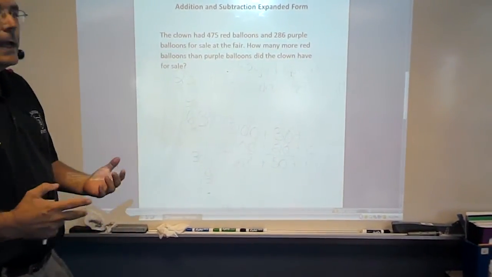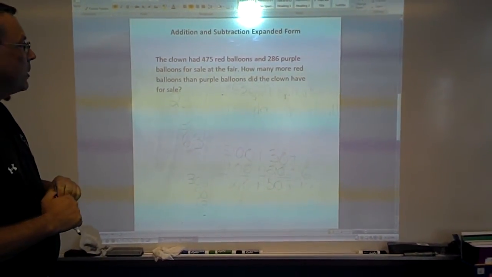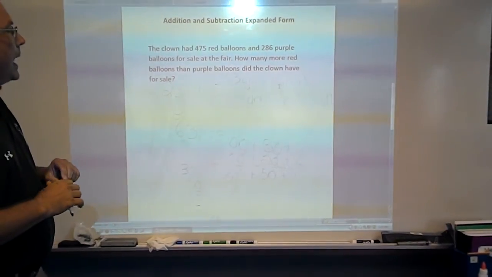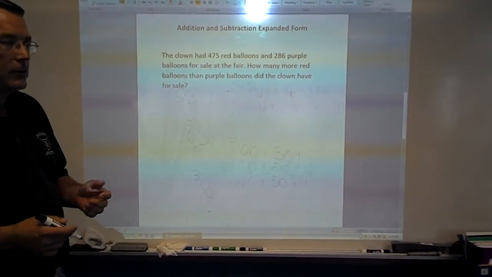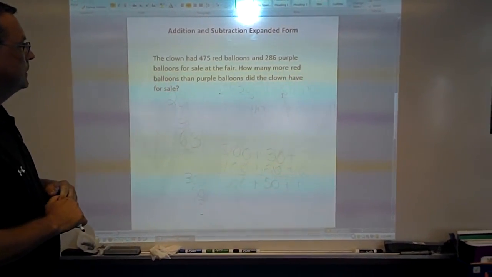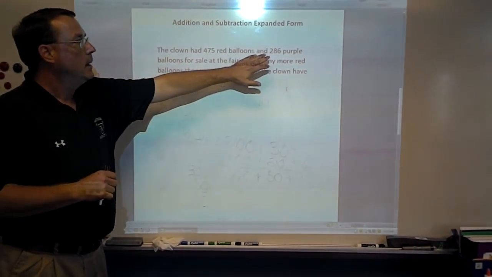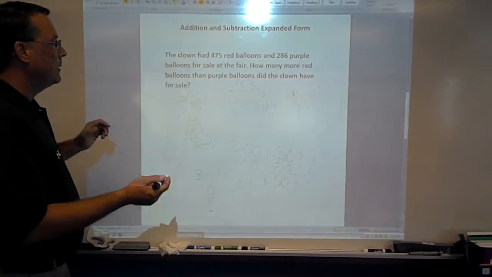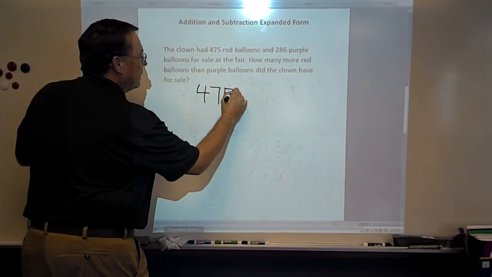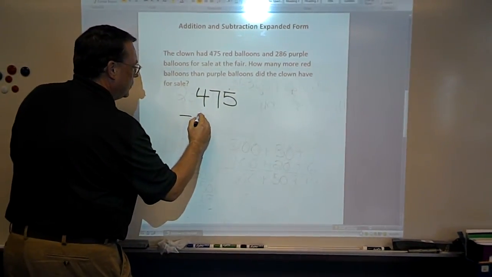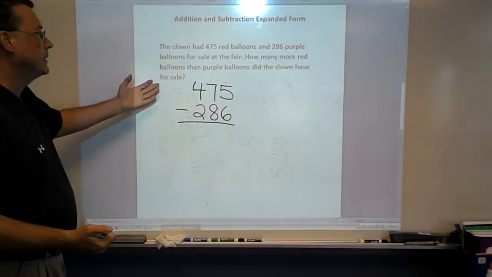This one says, the clown had 475 red balloons and 286 purple balloons for sale at the fair. How many more red balloons than purple balloons did the clown have for sale? Well, I can tell that we're trying to find the difference between how many red balloons he had and the purple balloons. So I know that's a subtraction problem. So I'm going to do 475 minus 286. And again, we'll come up with our answer sentence.